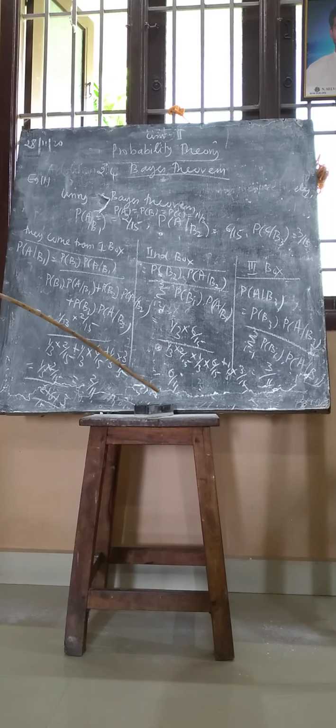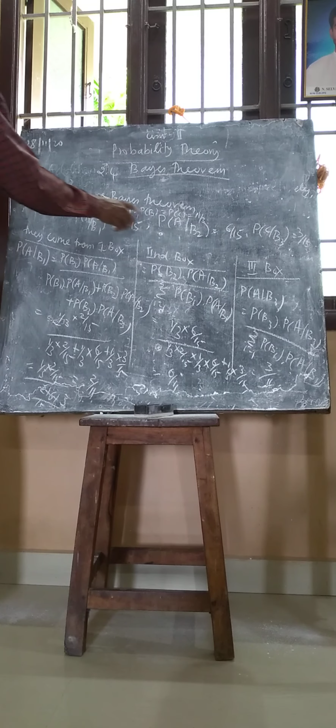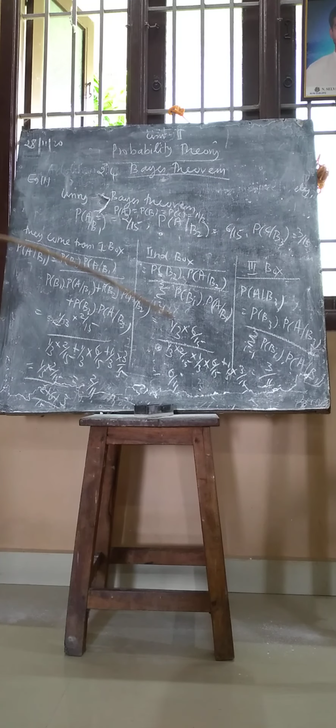Similarly, for the second box, the probability of B2 is common, equal to 1 by 3, so you substitute that. But the conditional probability P of A given B2 is equal to 6 by 15, which you replace. But in the denominator all the values are the same. Similarly, for probability of A given B3.